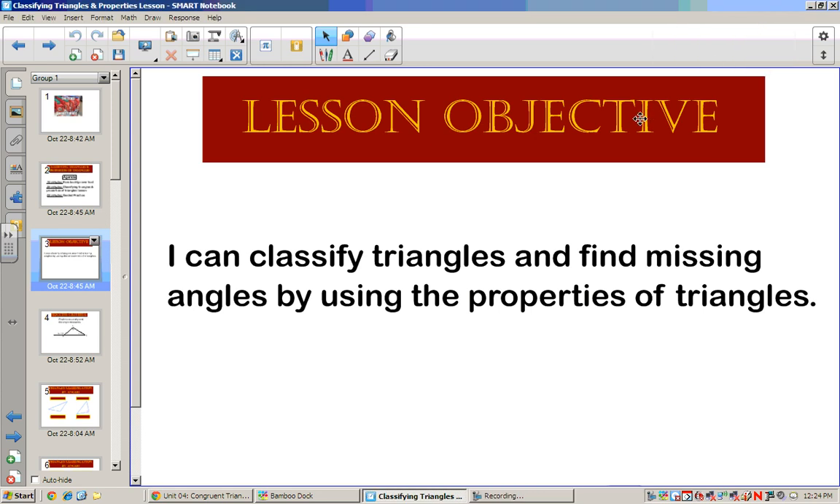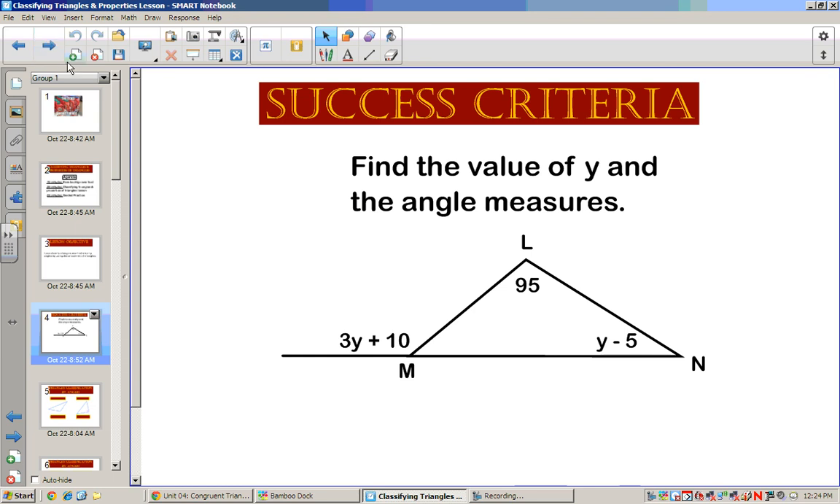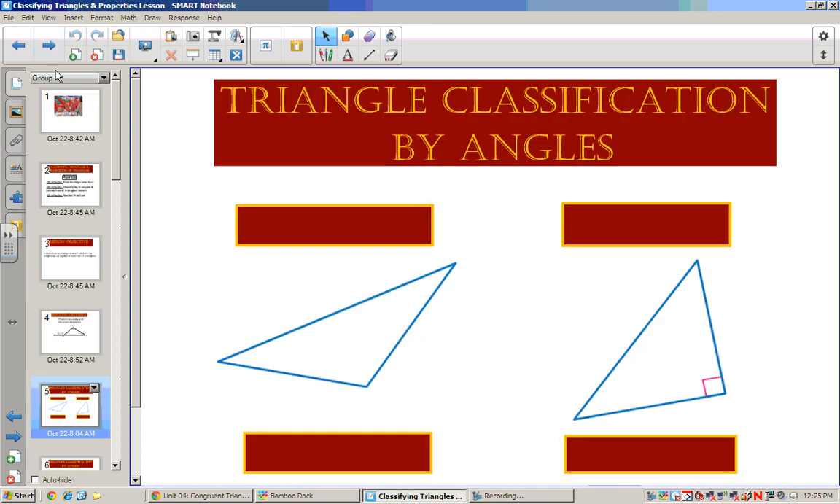Hello, today our lesson objective is to say I can classify triangles and find missing angles by using properties of triangles. At the end of the day, we can find the value of y in a situation like so. But before we get there, we have to go through some classification of angles and learn a lot more about angles.